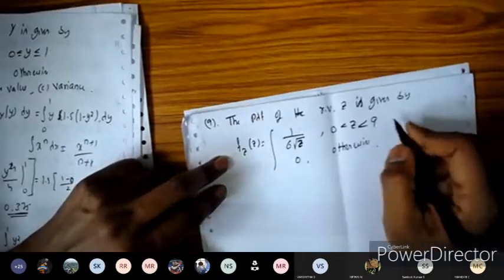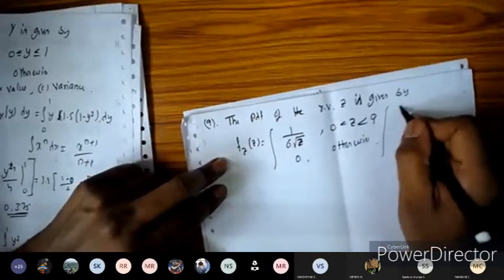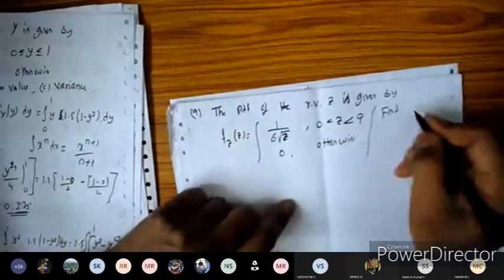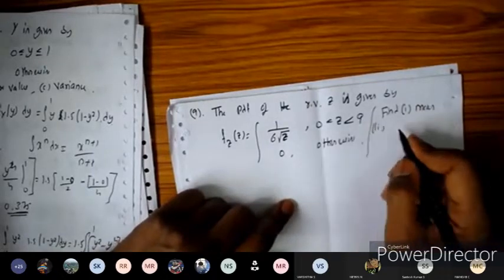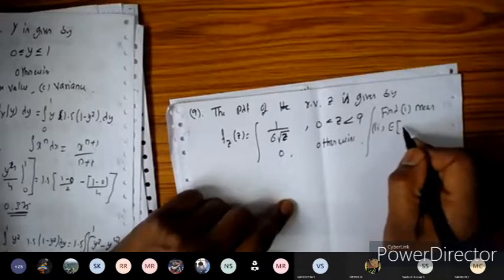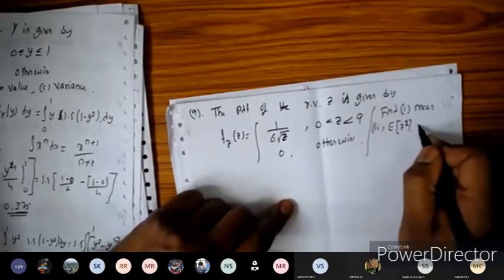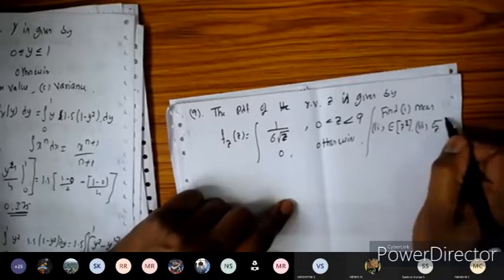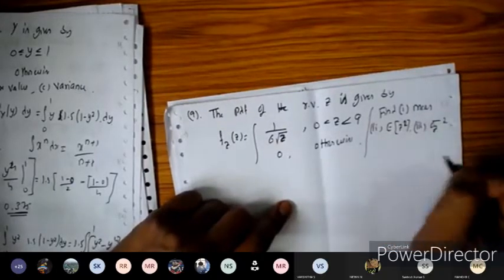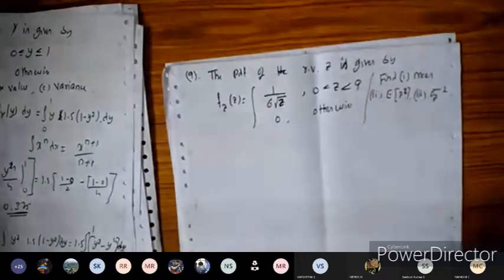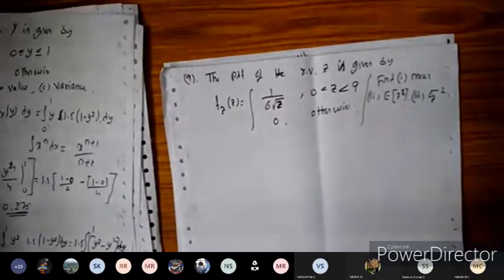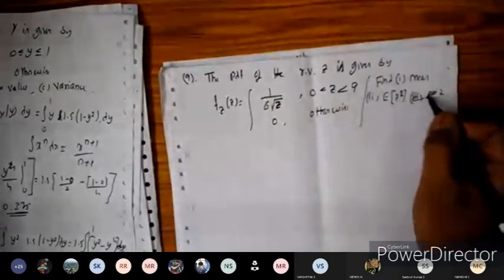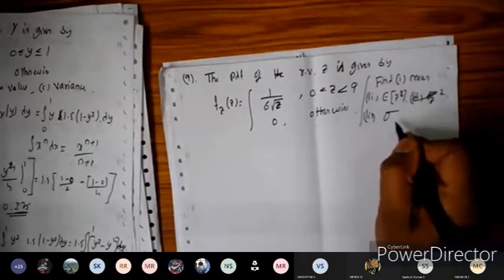So find, first, the mean; second, the mean square value; and third, the variance sigma z squared. This is similar to that problem, but here we have some extra quantity, the root of z. So let us take that one and do it here. We need to find out the three quantities: the mean, mean square value and the variance.